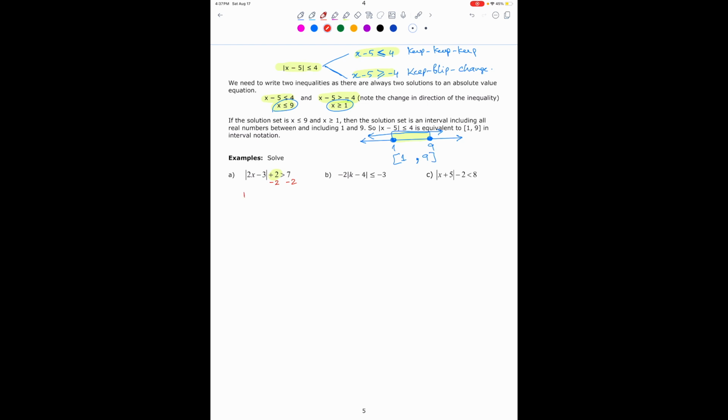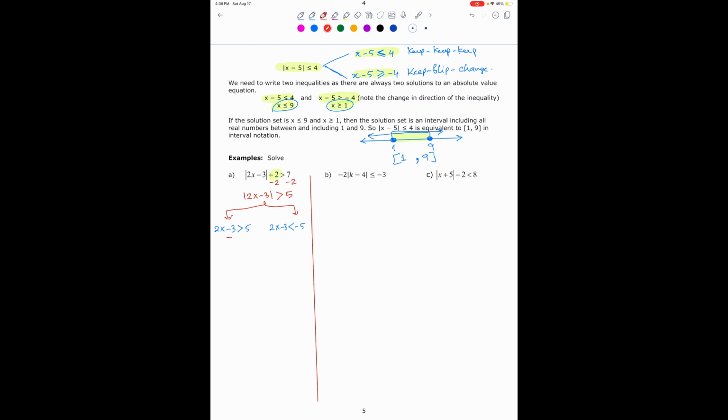Okay, so what we have is 2x minus 3 inside of the absolute value is greater than 7 minus 2, which is 5. Now we're going to split into 2. So what we have, we're going to keep, flip, change. So we have 2 inequalities. We're going to solve each one.